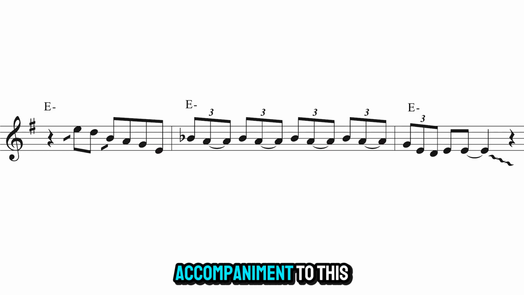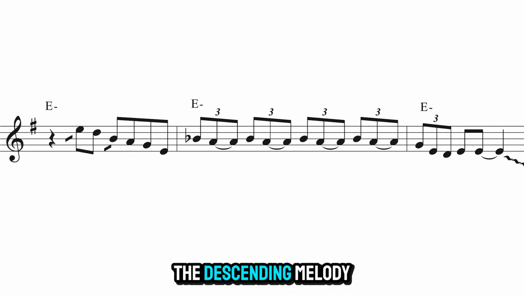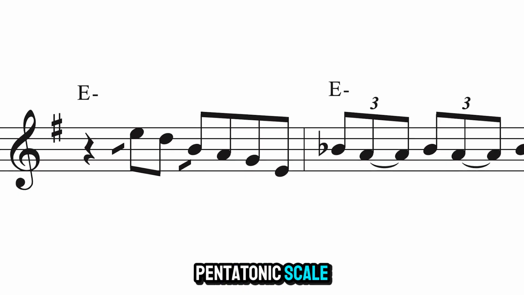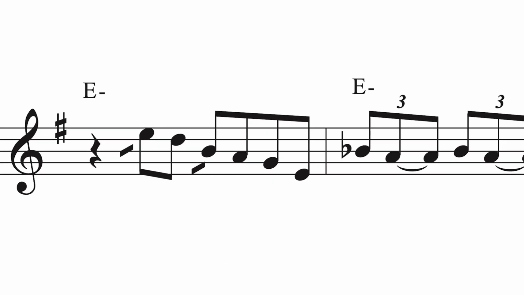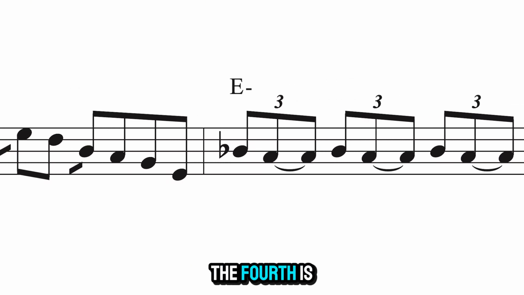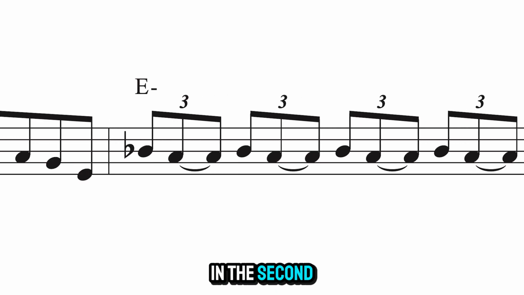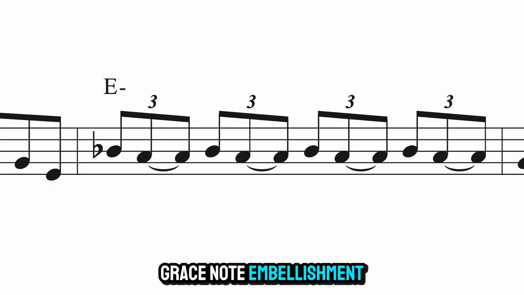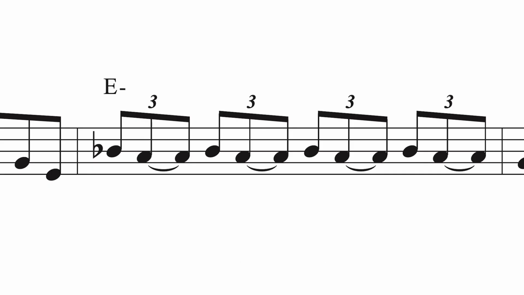Even though there is no harmonic accompaniment to this phrase, the chord clearly seems to be an E minor during these last two bars. The descending melody in the first bar is built on the E minor pentatonic scale. Perhaps the most notable feature is the way the fourth is embellished by the flattened fifth in the second bar. As well, it is notable that this blue grace note embellishment occurs 4 times. This repetition pleases the sensibilities.